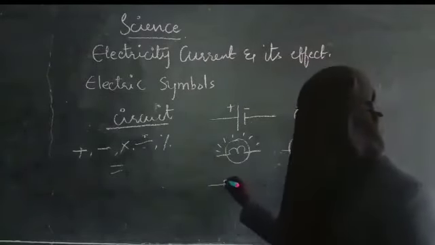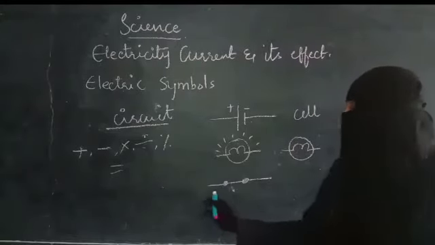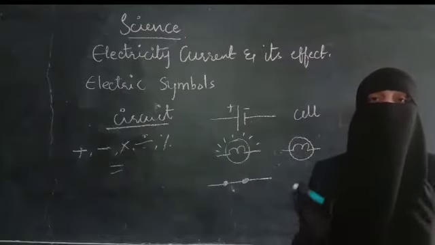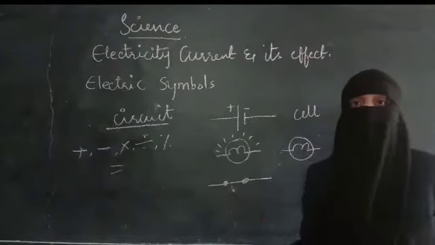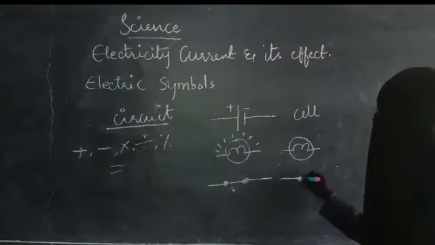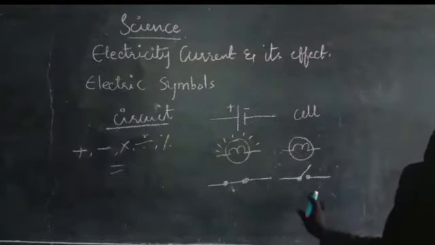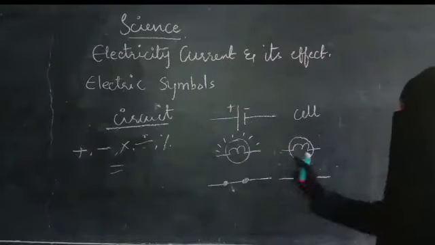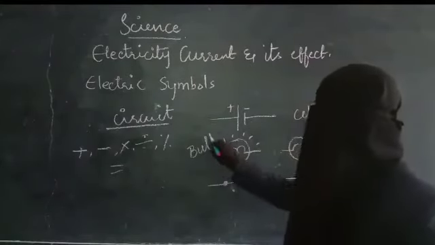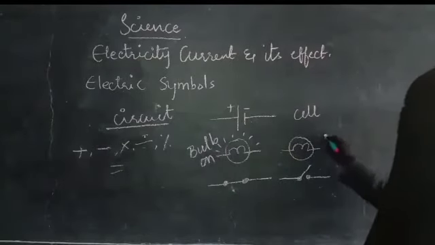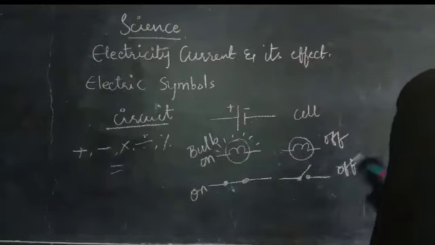Next one, the switch. Switch in on position: two ends are joined here. When these two ends join, the circuit becomes complete and the flow of current takes place. And the other one, the switch in off position, is this. The switch is not connected here, that means the switch is in off position. Cell is this one, bulb on, bulb off, switch on, switch off.